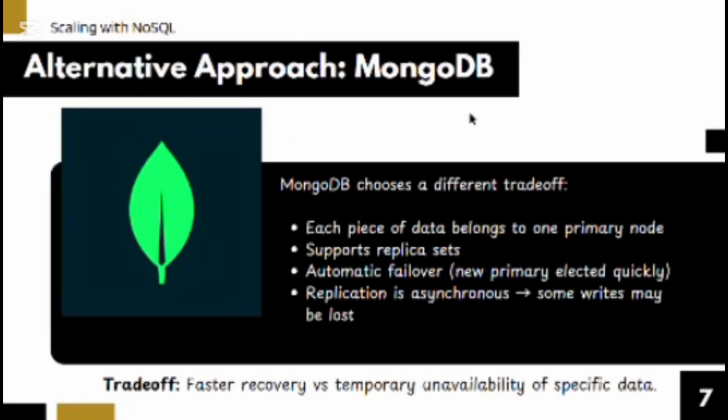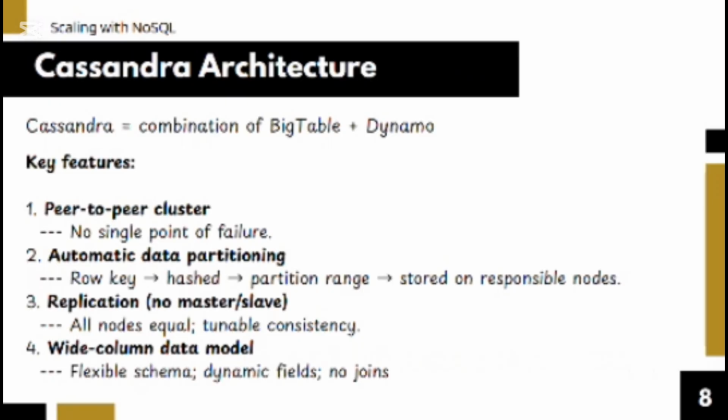Hello everyone, moving to our first example of scaling, let's look at MongoDB, which is an alternate approach to NoSQL. MongoDB chooses a very specific trade-off. Unlike systems where data is everywhere at once, in Mongo each piece of data belongs to one primary node supported by replicas. The strength here is automatic failover. If the primary node goes down, a new one is elected very quickly, ensuring the system stays up. However, you need to be aware that replication is asynchronous.